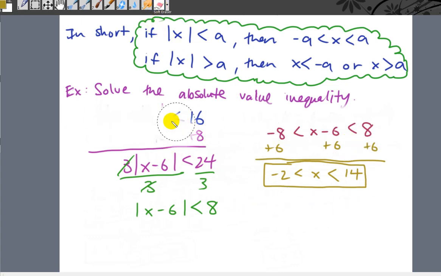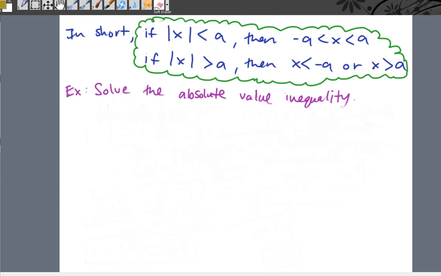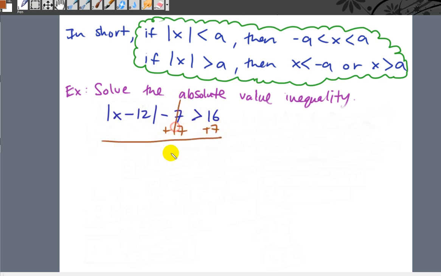So I'm going to go ahead and erase what we have here. And let's say we do another example. So the next one looks something like this. The absolute value of x minus 12 minus 7 is greater than 16. So again, what we want to do is isolate that absolute value. So we can add 7. So we have the absolute value of x minus 12 is greater than 23.